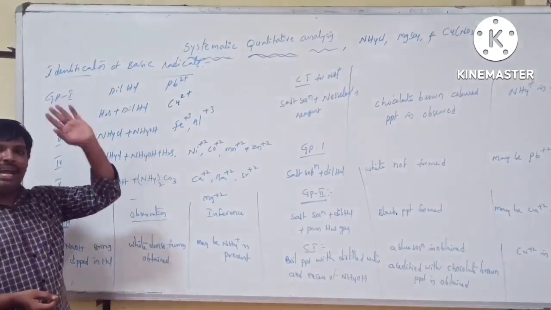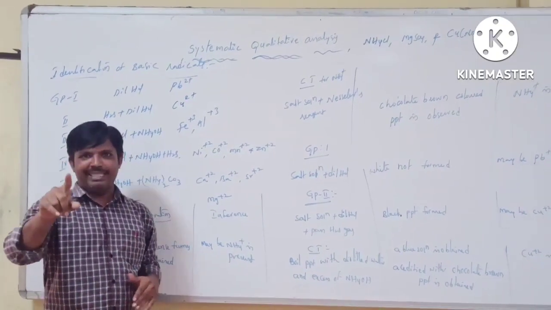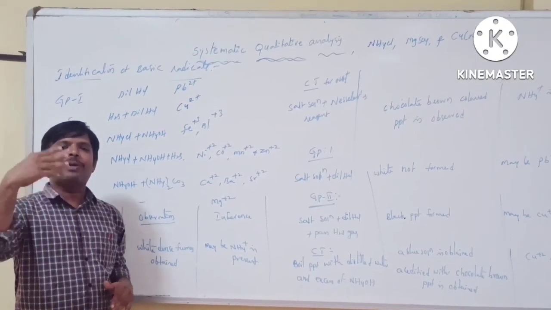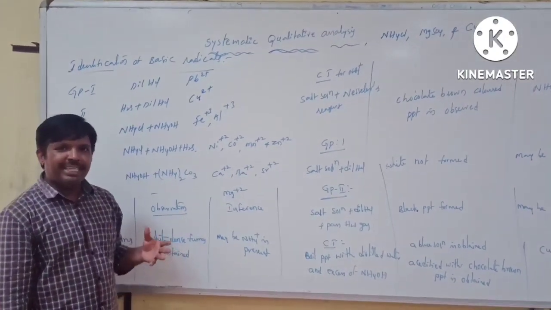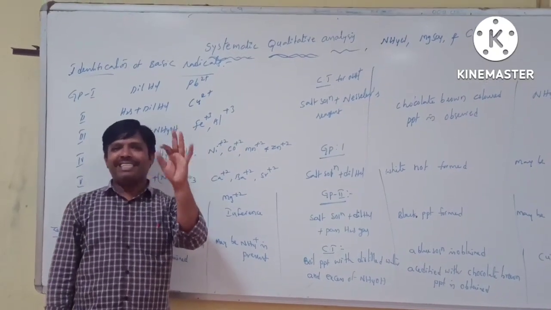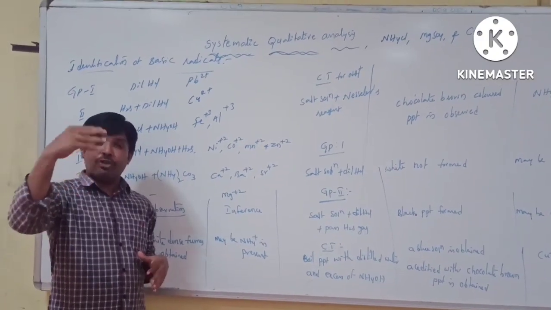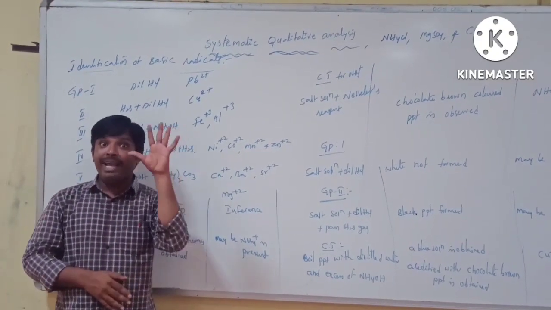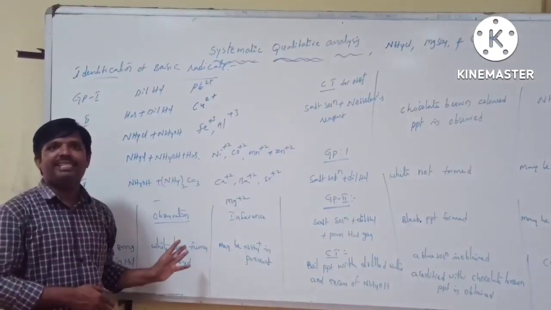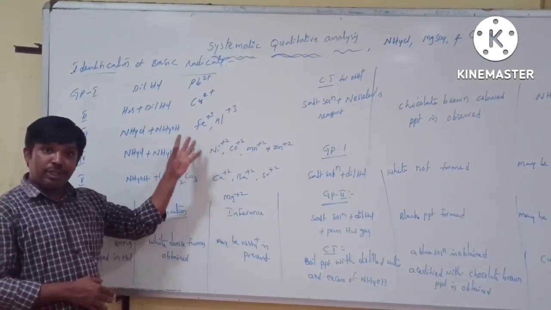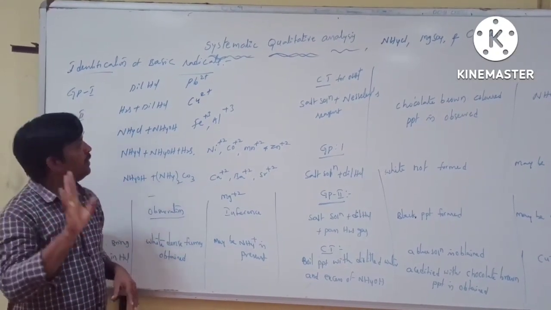What are the cations present in those categories? First group contains lead. Second group contains copper. Third group contains aluminum and iron, Fe plus 3. Fourth group contains nickel, cobalt, manganese, zinc. Fifth group contains calcium, strontium, barium. Sixth group contains magnesium. We have to learn by heart this cationic table, the group reagents, and the cations present in each group.